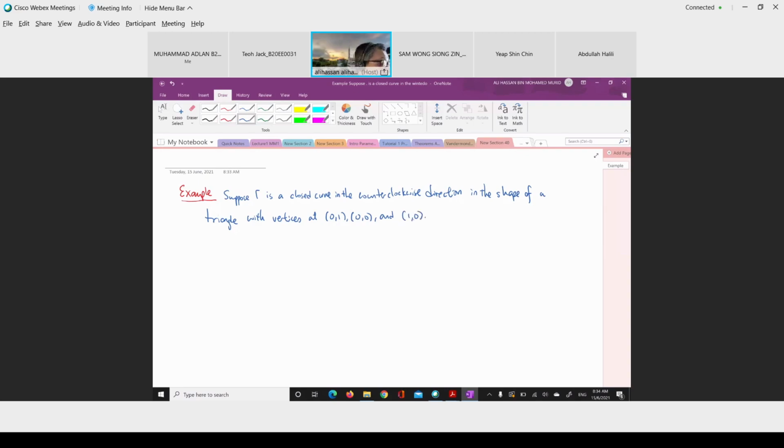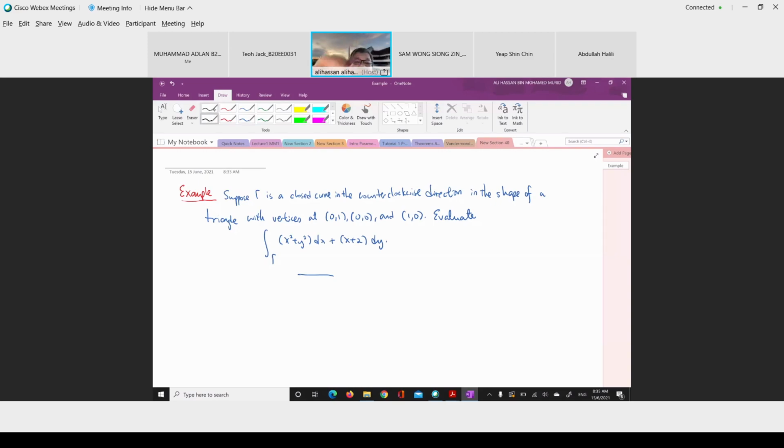Evaluate this line integral. Here it is given in the form of the alternative form of the line integral. This is a line integral of a vector field in the alternative form.